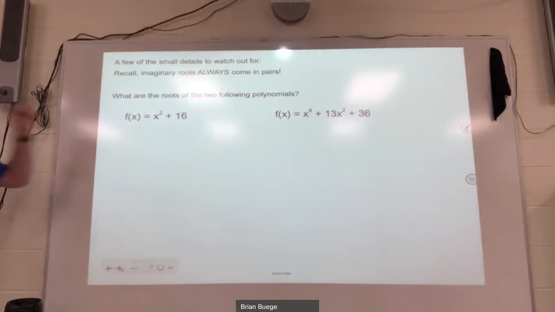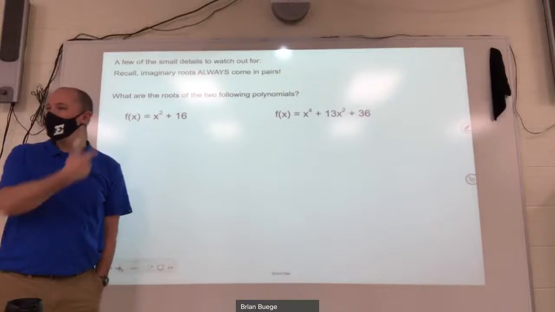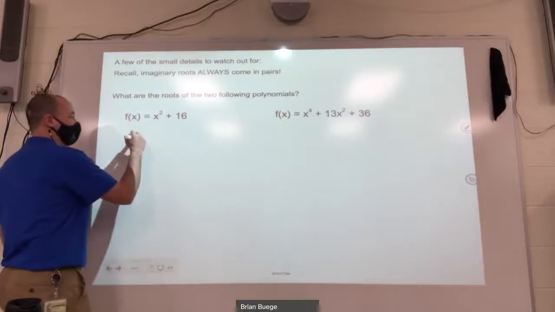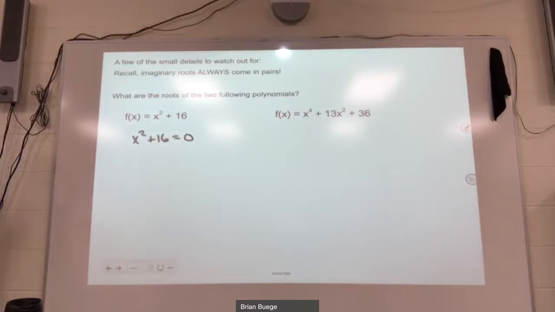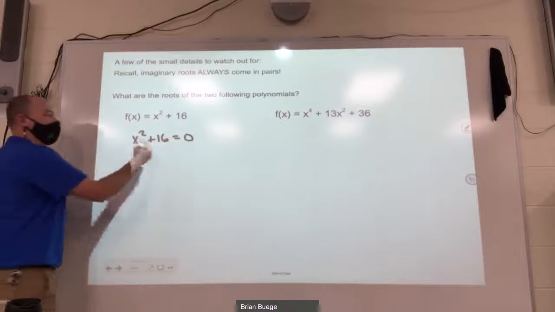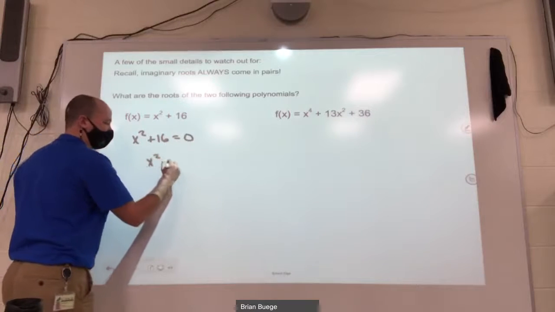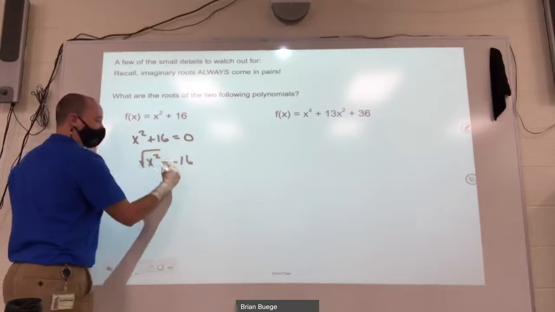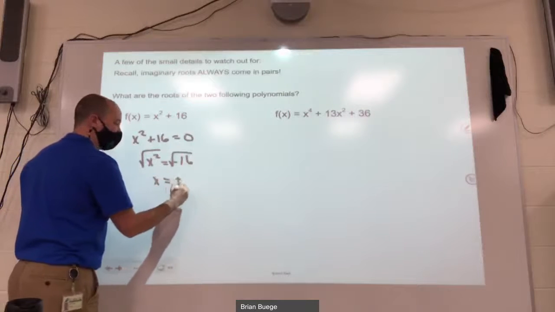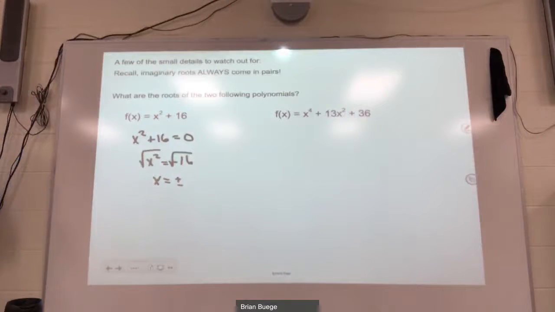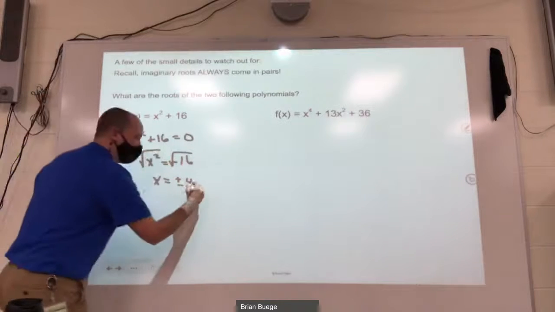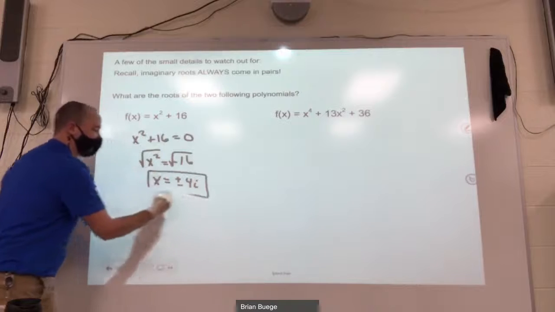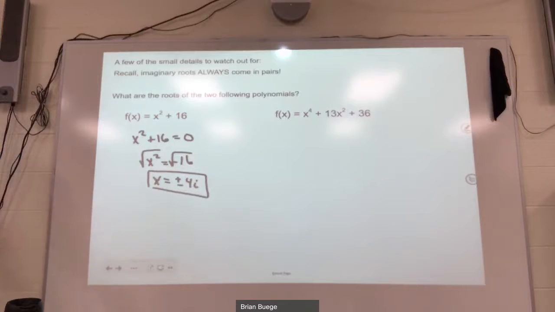Okay? So if we take a look, what are the roots of the following polynomials? If we go through and we do that, I'm going to take x squared plus 16, set it equal to 0, just like this last one that we just did, and now we solve from there. Subtract the 16 over, take the square root of both sides, therefore plus or minus, and same idea as what we did before. The square root of 16 is 4, but because it's the square root of a negative 16, it's 4i. And there's your conjugate pairs again. Positive 4i, negative 4i. Okay, there's your two answers.